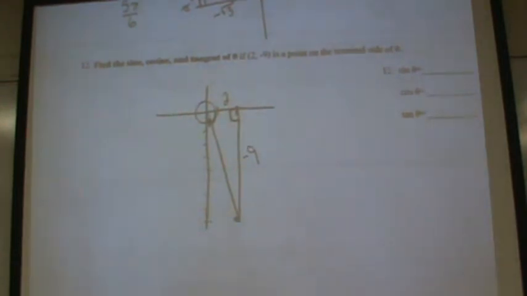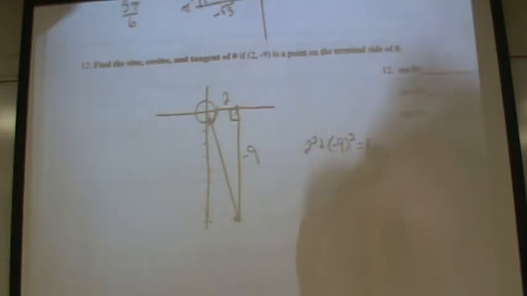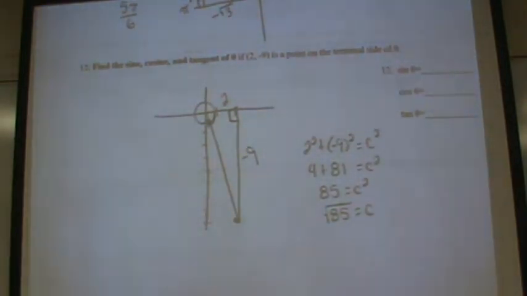So you know that this is 2, and this is -9, so you know 2 of your sides. Again, you need to find the third side, and that's using the Pythagorean theorem. So you're going to have 2 squared plus -9 squared equals c squared. So you get 4 plus 81 equals c squared. So you get 85 equals c squared. So you get square root of 85 equals c. And again, that's as simplified as that radical can get.